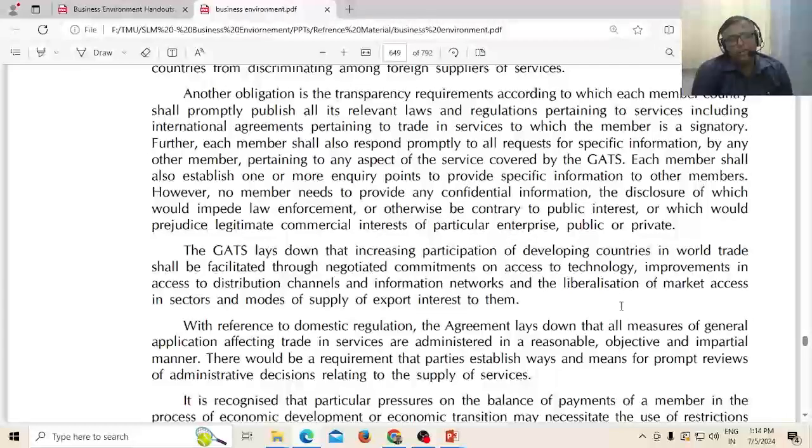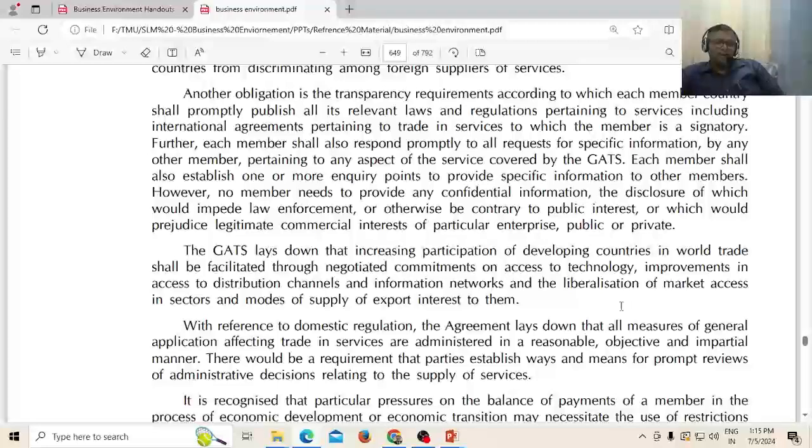Thus, the GATS lay down that increasing participation of the developing countries in world trade shall be facilitated through negotiated commitments on access to technology, improvement in access to distribution channels and information networks, and the liberalization of market access in the sectors and modes of supply of export interest to them. With reference to domestic regulations, the agreement lays down that all measures of general application affecting trade in services are administered in a reasonable, objective, and impartial manner. There would be a requirement that the parties establish ways and means for prompt review of administrative decisions relating to the supply of services.